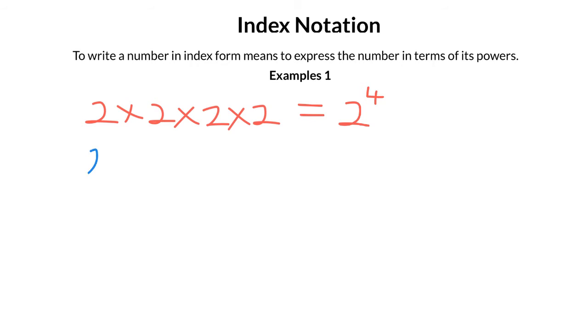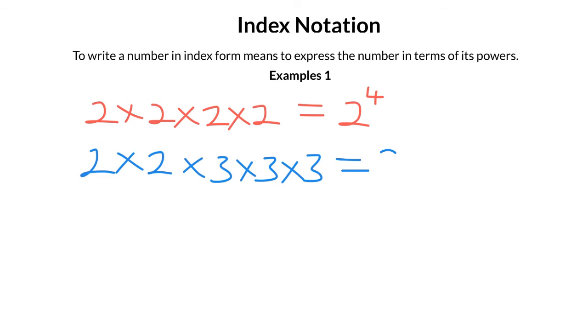Second example, 2 times 2 times 3 times 3 times 3. Here we have 2, that's two 2's, and then we have 3, 3, 3. So we can actually write this as 2 to the power of 2 times 3 to the power of 3. Let's take a look at another example.